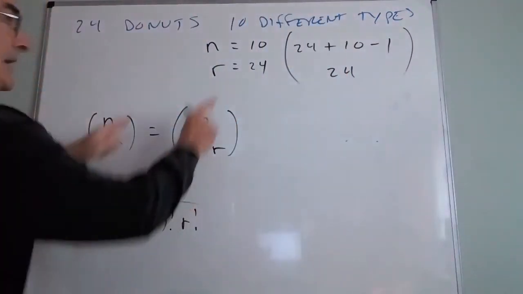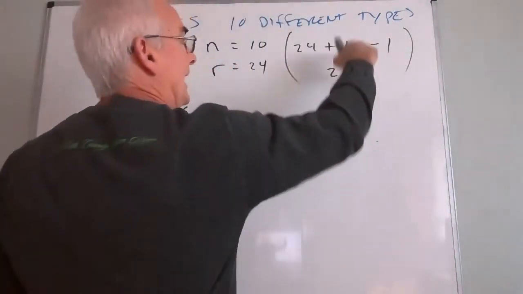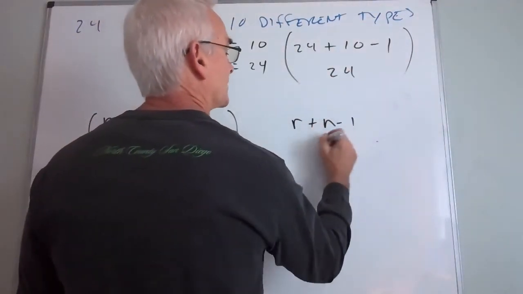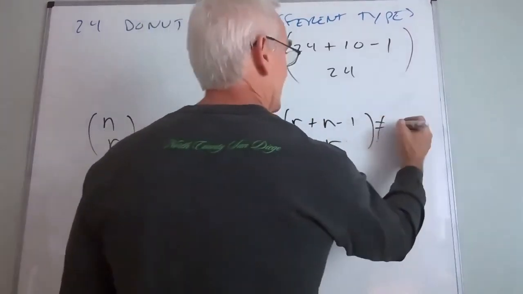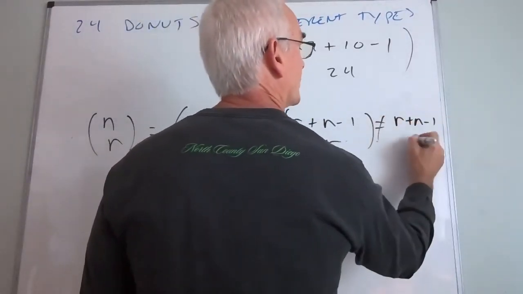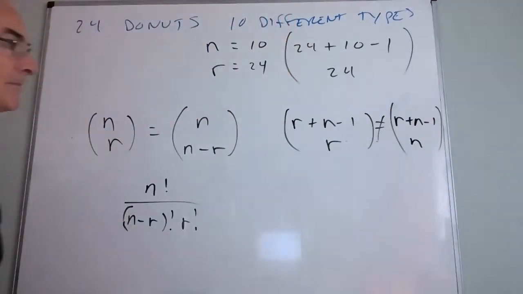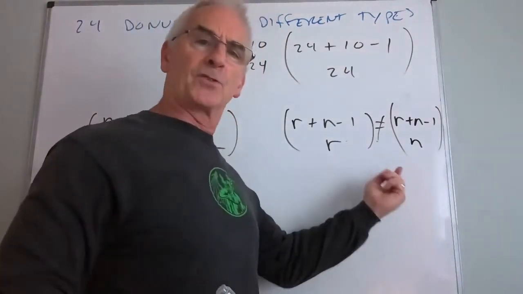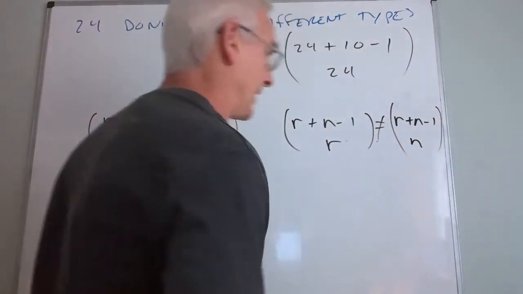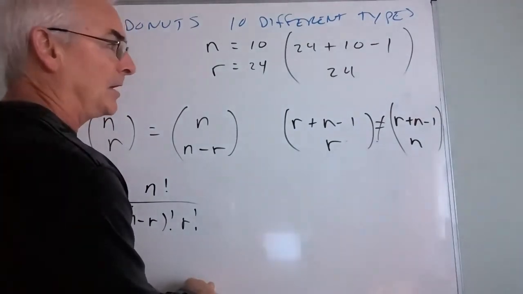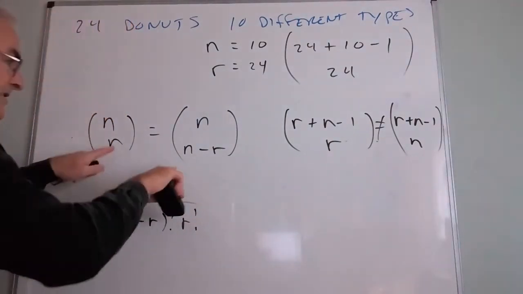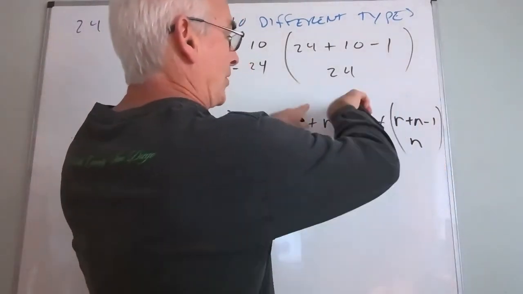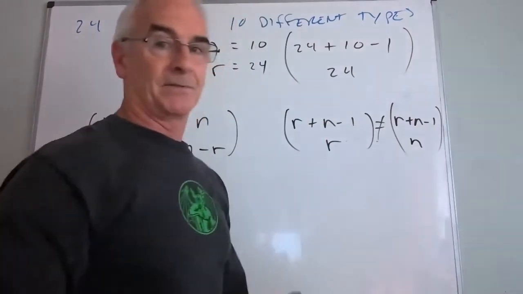But in this case, it doesn't work. You can't switch the N and the R. In other words, R plus N minus 1 choose R is not equal to R plus N minus 1 choose N. I can't do that. You can't swap the 10 and the 24. A lot of folks will make that mistake. I'll get a different numerical value. Will it be way off? No, but it will be off because in this case, R and N minus R both add up to N, but R and N don't add up to R plus N minus 1. So it's not the same thing.